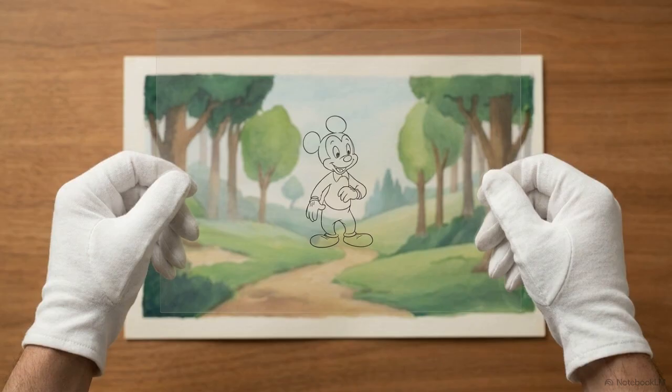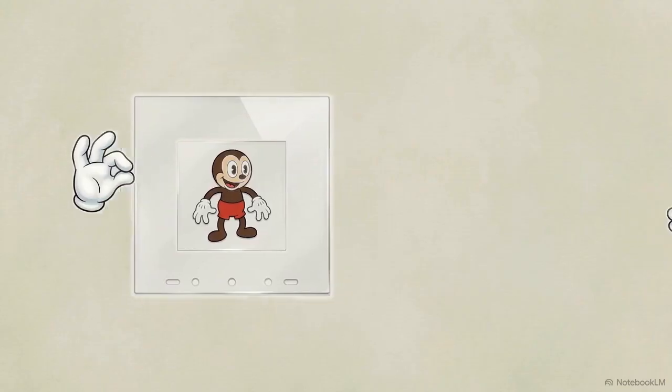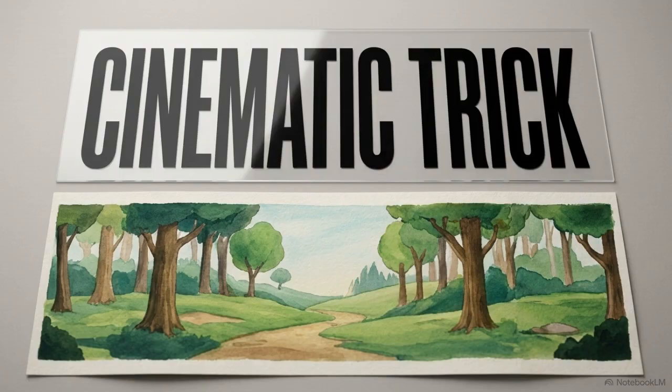Traditional opaque paper would visually block any scenery placed behind the character. By utilizing clear cels, the studio permanently decoupled the character from their work. The foreground and the background could be manipulated completely independently of each other. This separation enables a technique known as the panorama effect.